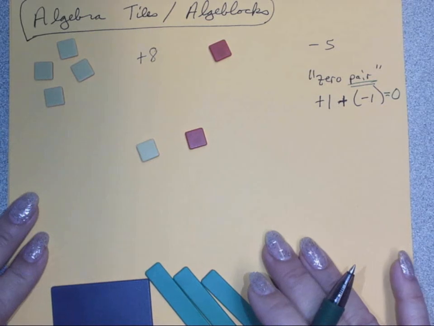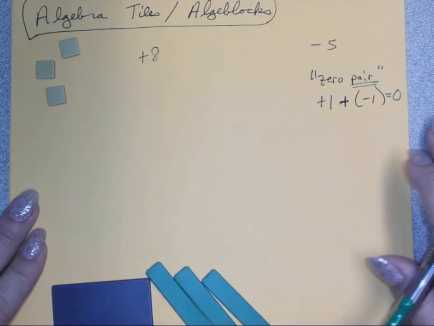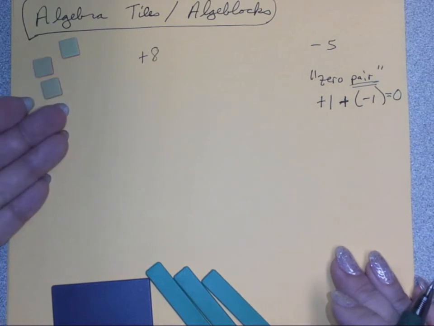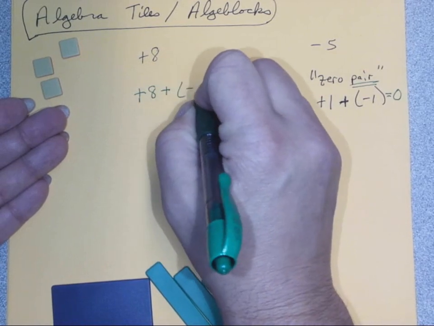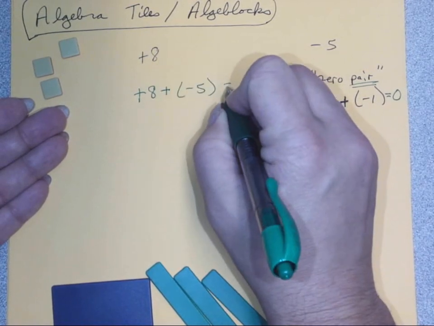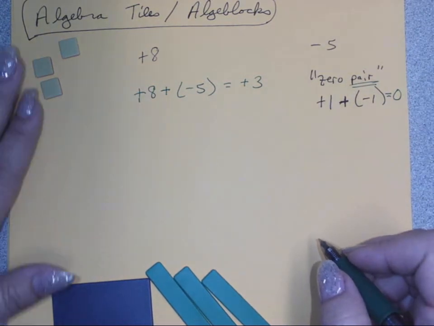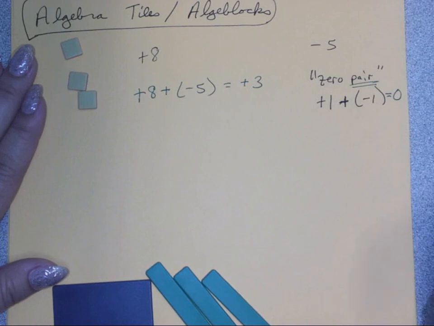And then here, another pair zeroes out. And then here, another pair zeroes out. Then what do I have left over? Yeah, the positive 3, right? So what we've just shown is plus 8 plus a negative 5 gives me plus 3, right? Positive 3. And in Algebra Tiles, we're going to recognize that these are positive because they're simply not red, okay?